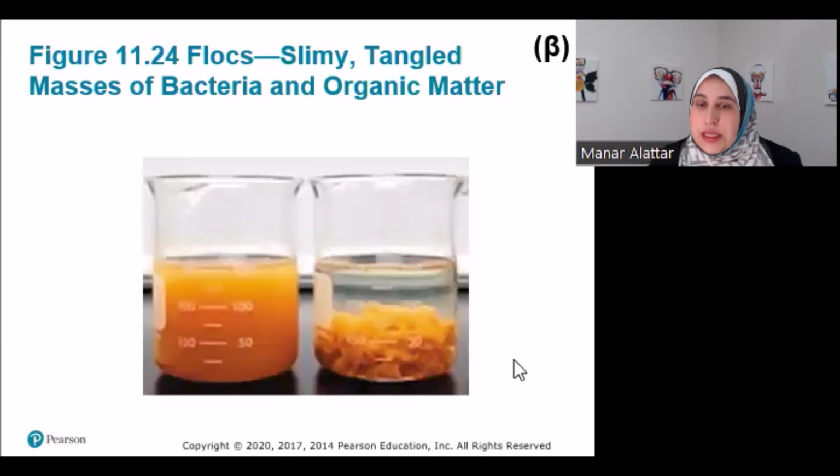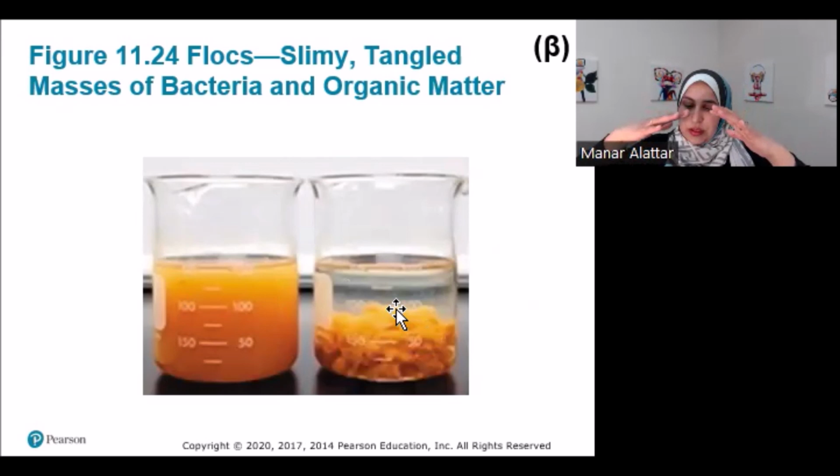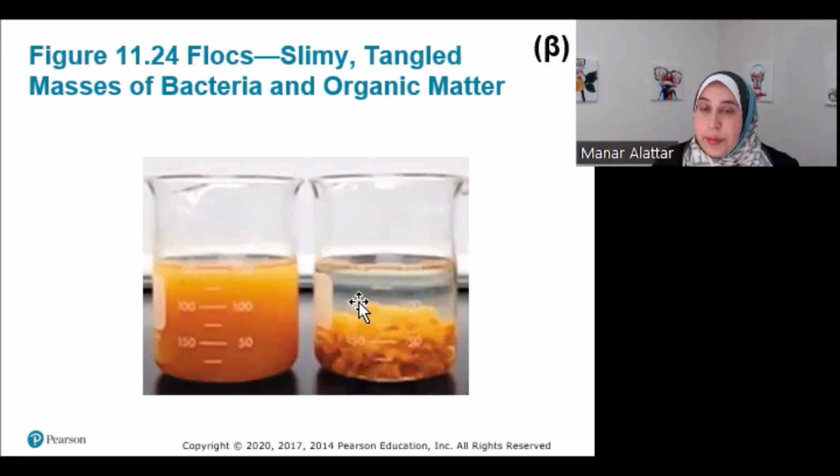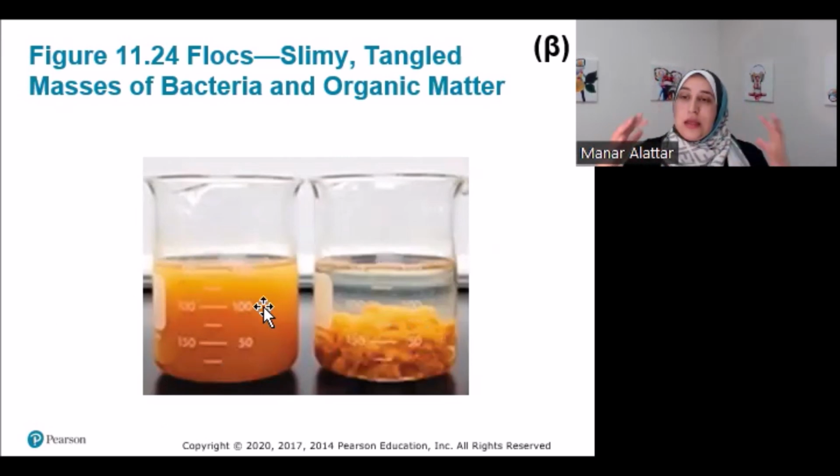And so you can see two distinct types of flocs. Here we have Zoogloea, which has flocs that actually sink to the bottom and allow for water purification, whereas with Sphaerotilus, the flocs mix within the water. They don't sink down to the bottom, and they can actually block pipes, filters, and so on and so forth.